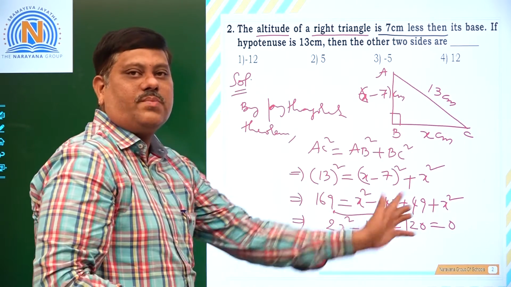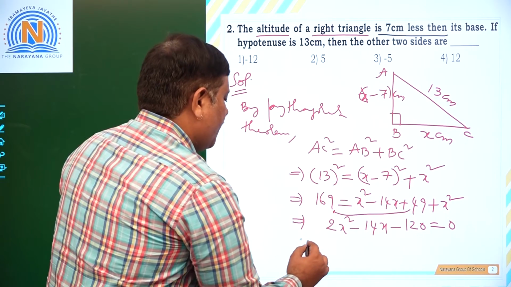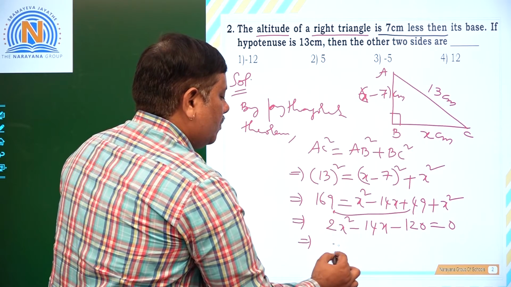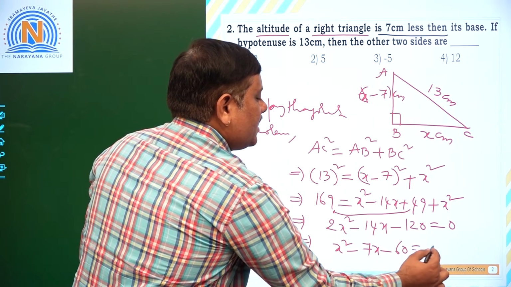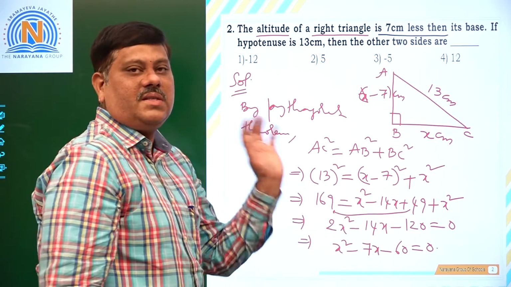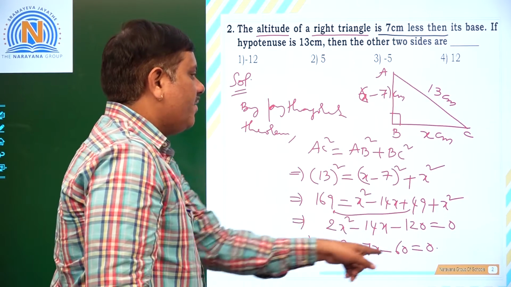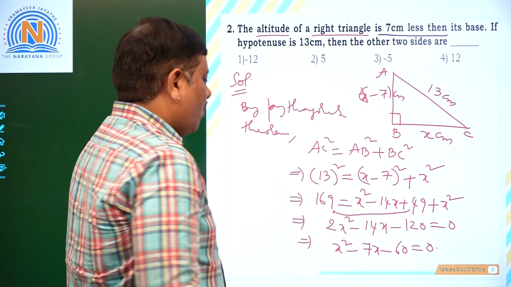Again 120, we are transposing to the other side. That implies throughout we can cancel 2. So we have x square minus 7x minus 60 is equal to 0. Now this particular equation is to be factorized. How can you do that?